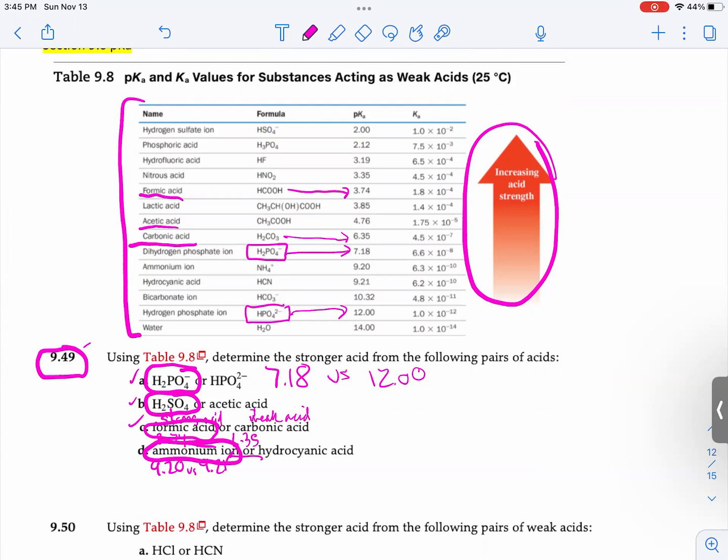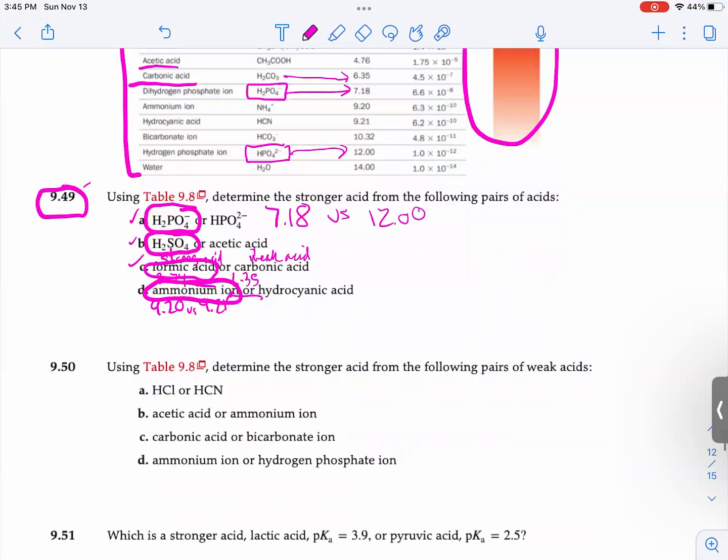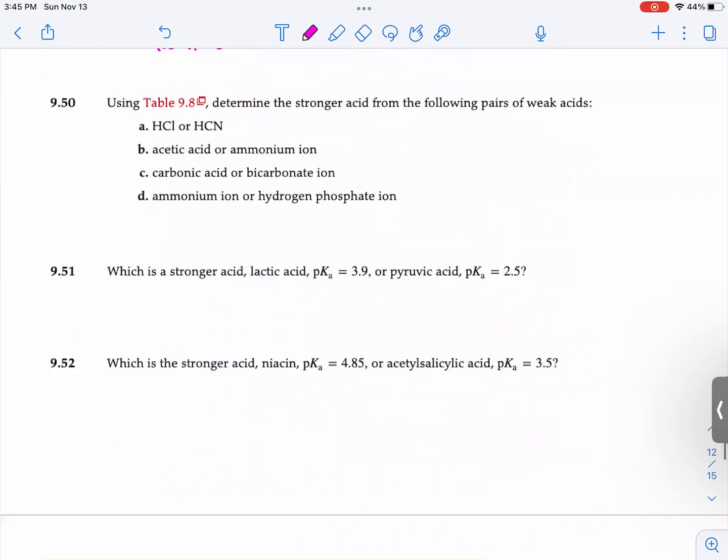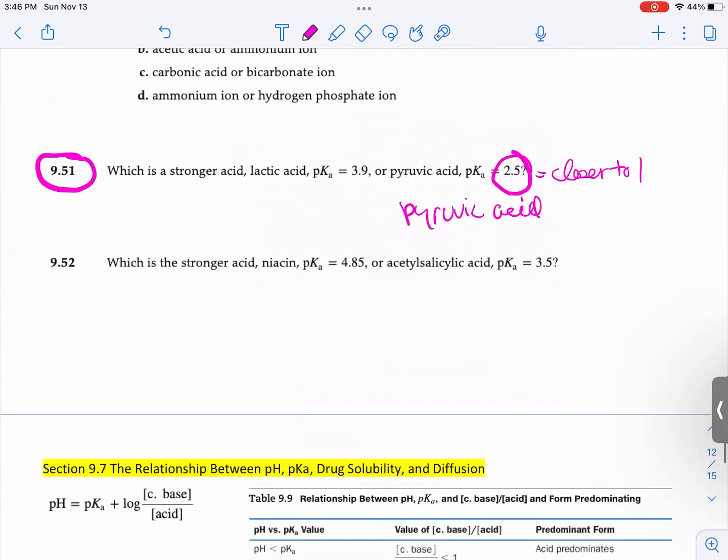It's all of the first ones. Okay. 9.51. Which is a stronger acid, lactic acid, pKa 3.9, or pyruvic acid 2.5? Well, it's going to be the one that is closer to 1, which is the stronger weak acid. So that's pyruvic acid. All right. Closer to 1. pKa.